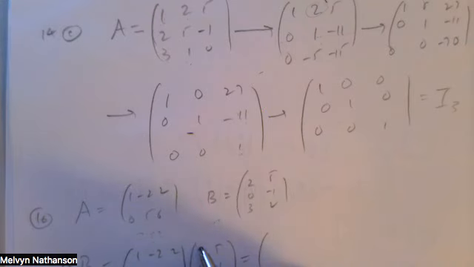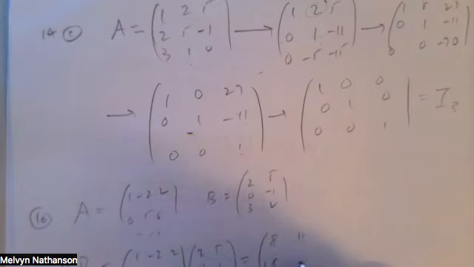This is 2 plus 6 is 8. 5 plus 2 is 7, plus 4 is 11. 0, 0, 18. Minus 5 plus 12 is 7. I get that 2 by 2 matrix.